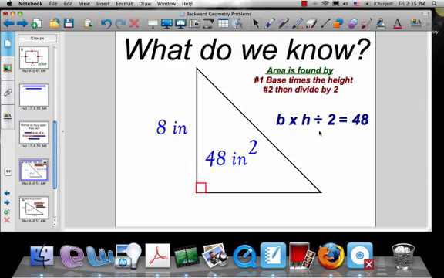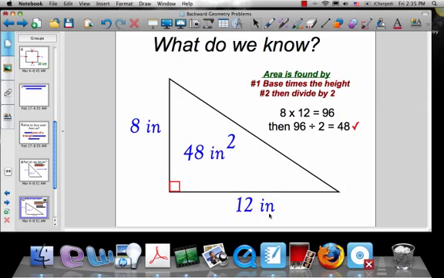Then, keep going. It says multiply by h. What's the opposite of multiplying by the height? Dividing by the height. So then I take my 96 and I divide this value by 8, and as a result, what I end up getting is that my base value is going to be 12.